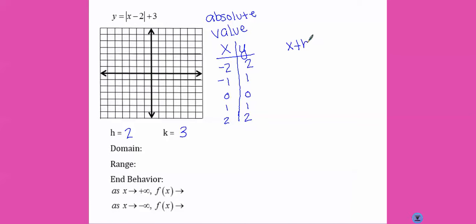So we're going to make our new xy chart. We're going to add 2 to all the x's, so we'd get 0, 1, 2, 3, 4. And add 3 to all the y's, so 5, 4, 3, 4, 5. Now we're going to graph our new xy chart: 0, 5, 1, 4, 2, 3, 3, 4, and 4, 5.